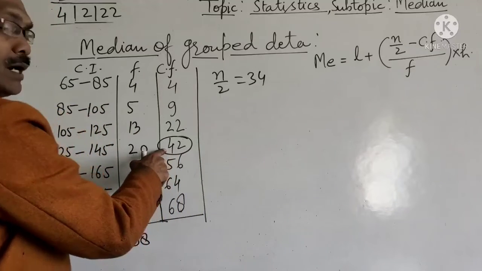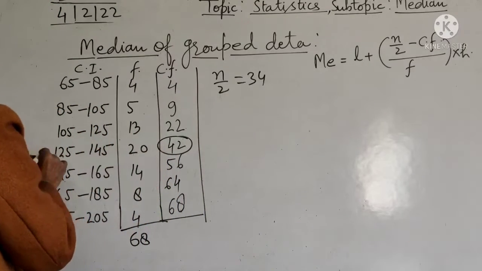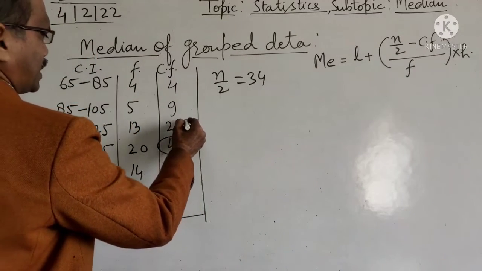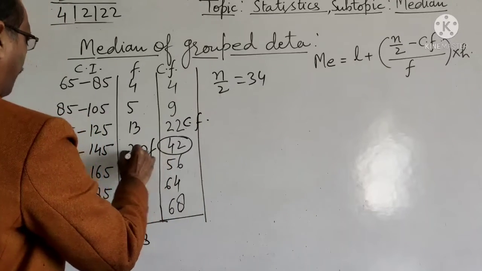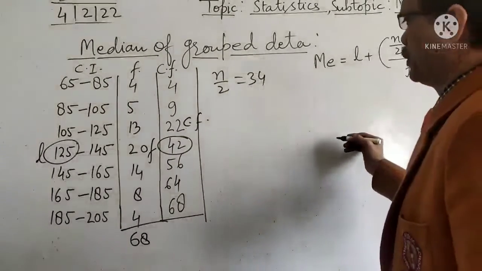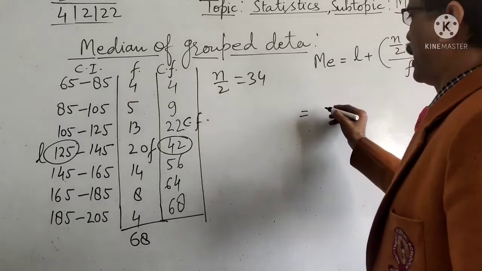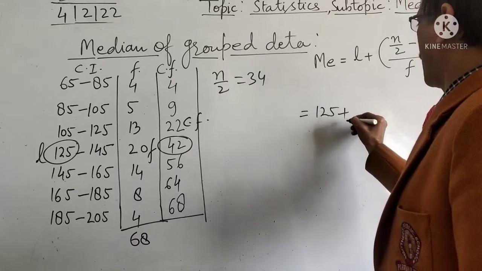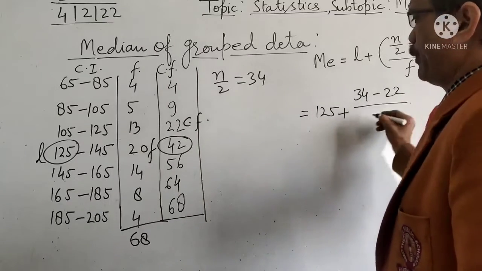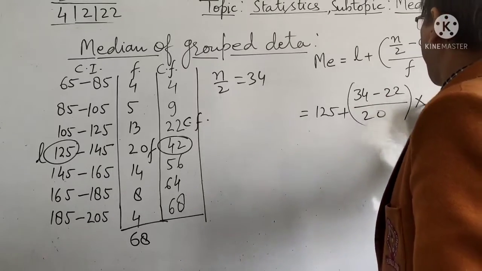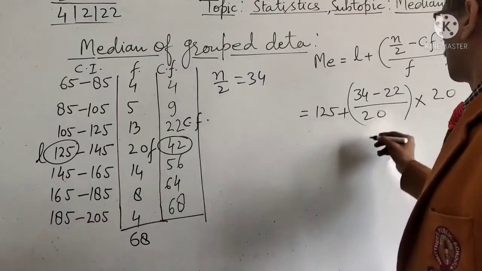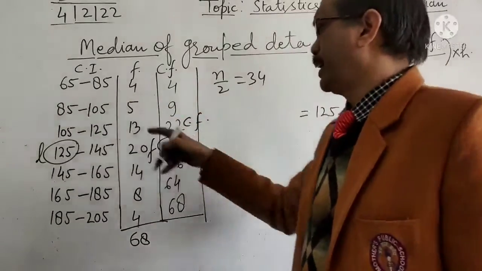It belongs in 42. So this is CF, this is F, and L is 125. Now putting in all the values: L is 125, plus N by 2, which is 34, minus CF, which is 22, upon F, which is 20, into H. H is called the size of the class interval. It is 20, since the difference is 20.